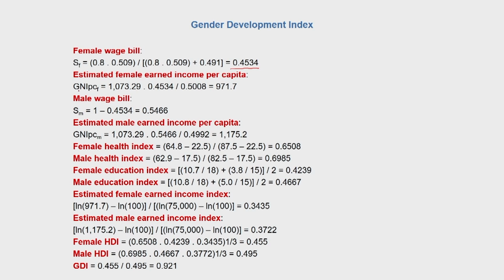Similarly, the GNI per capita for females has been calculated, which gives us the value 971.7. The male wage bill or SM is 0.5466, and then GNI per capita for males, which is 1175.2. If you note here, the GNI per capita for females is substantially lower than that of GNI per capita for males.